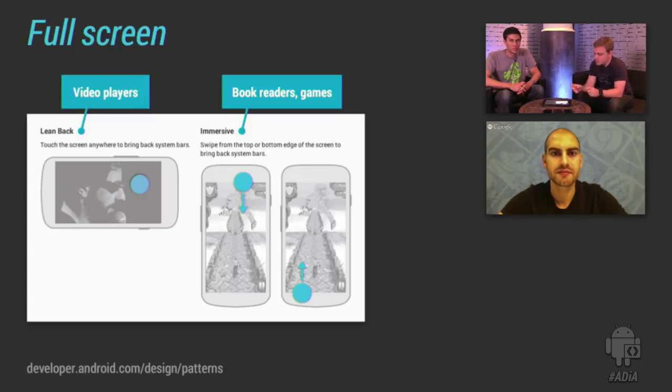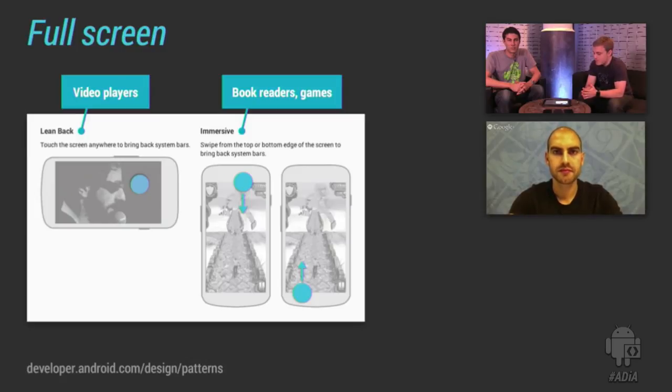The reason that in lean back mode, as soon as you touch the screen, it shows the bars, is that those bars are critical. Losing access to back, home, or recents can fundamentally break your experience or your usage of the device. That's why it consumes that first touch and shows them automatically.